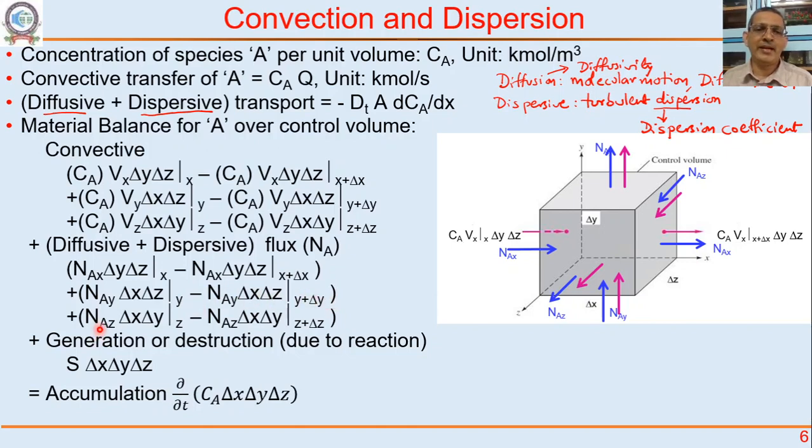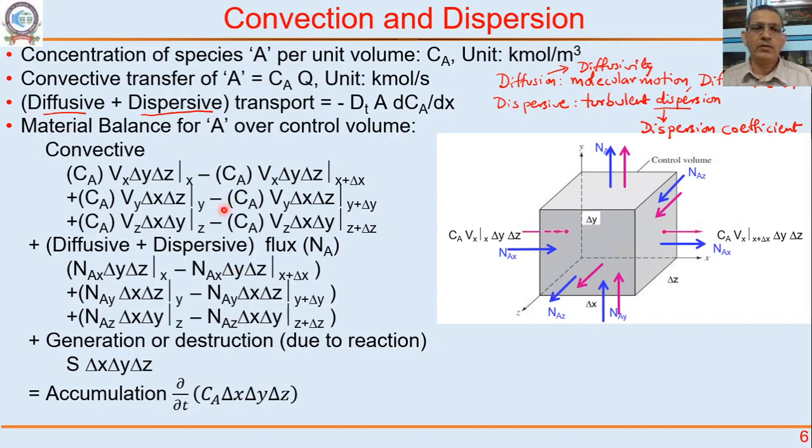NA in the z direction multiplied by area of the back phase, delta x delta y at z, minus NA in the z direction, delta x delta y at z plus delta z. So these are all the incoming terms which bring A because of diffusion and dispersion, and terms which take away A because of diffusion and dispersion.